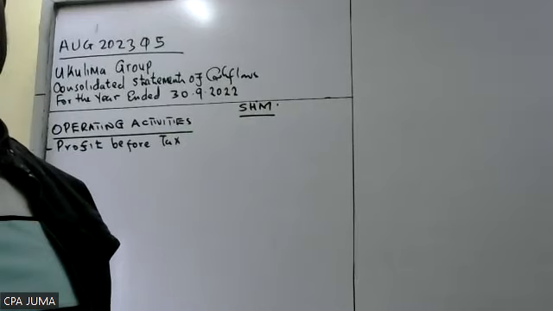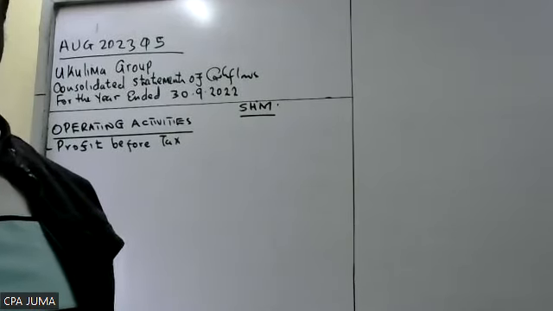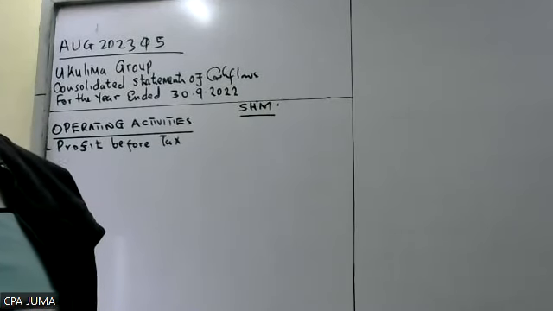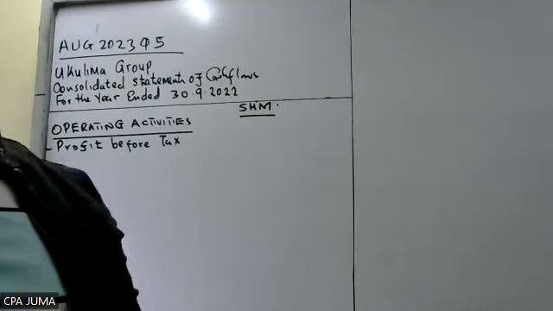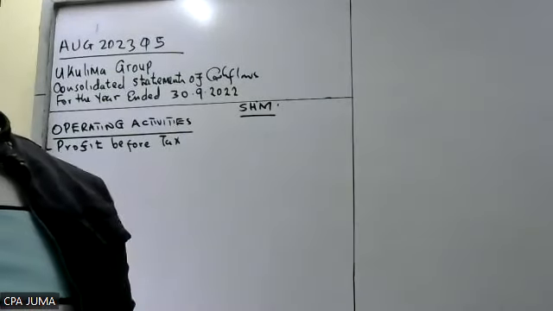Profit before taxation. People are seeing 88. Are you seeing 88? Yes, everybody sees 88 there.